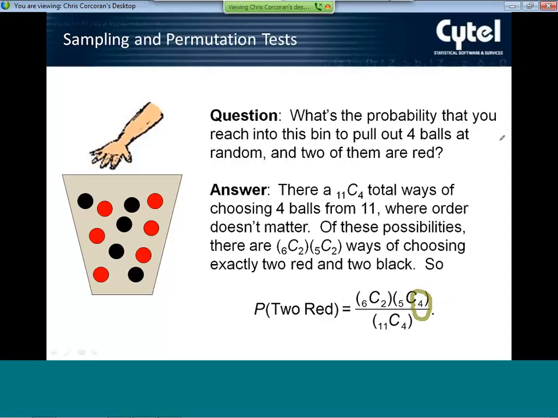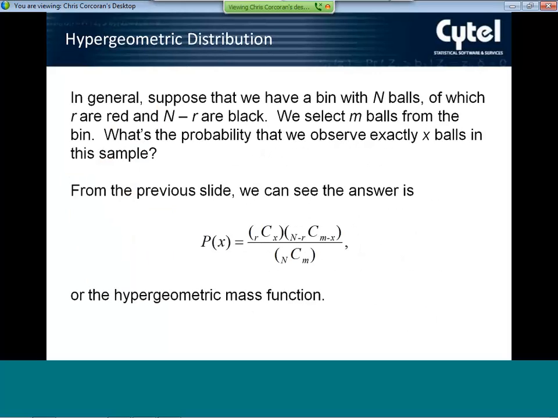So I apologize for that, but it should be 6 choose 2 times 5 choose 2 over 11 choose 4. But that's an easy probability to compute and something that is often taught in introductory statistics classes. And I'm not going to spend a lot of time on this next slide, but in general, we can come up with a formula like we did on the previous slide, but for a general number of black balls, a general number of red, and some arbitrary sample size that we select.